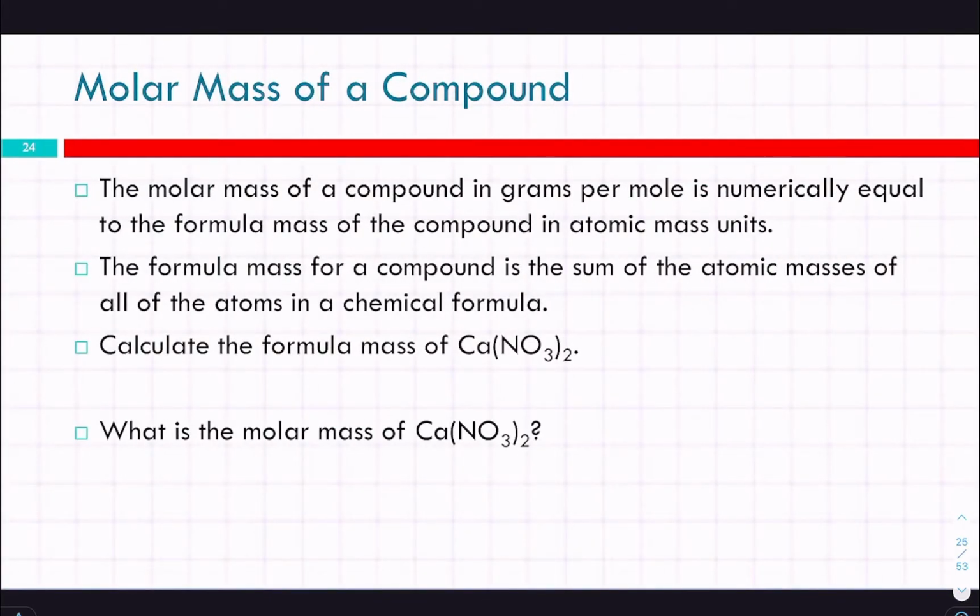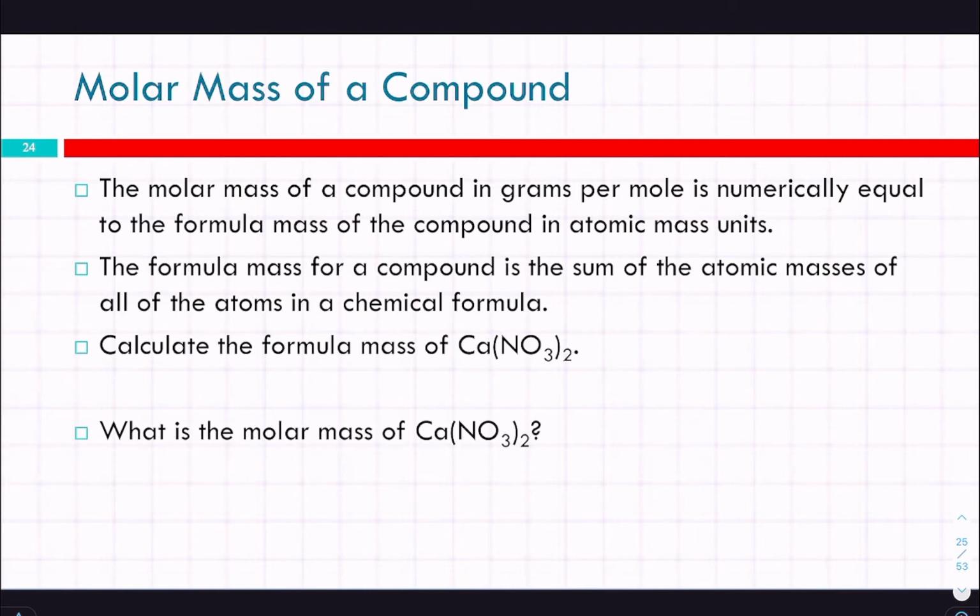Oh yeah, this is what I was thinking. So the molar mass of a compound in grams per mole is numerically equal to the formula mass of the compound in atomic mass units. What it means by numerically equal is that the numbers are equal. The concepts are slightly different, but we use them like they're the same.